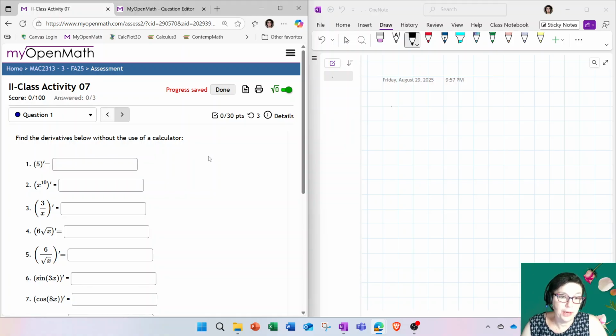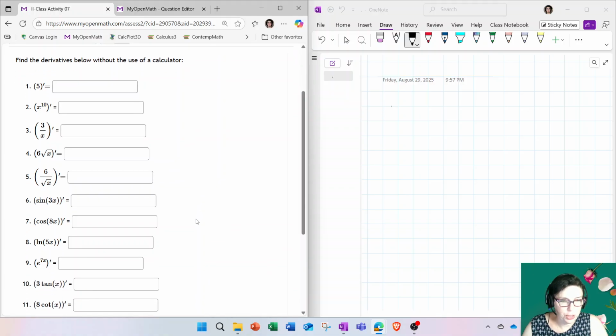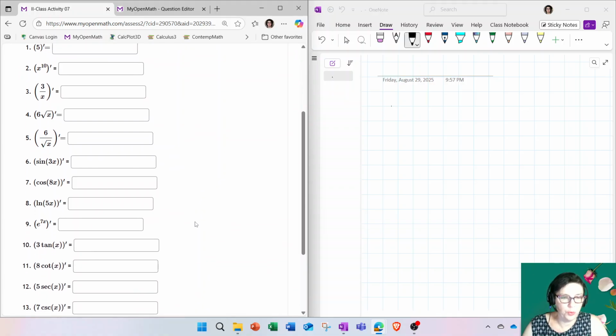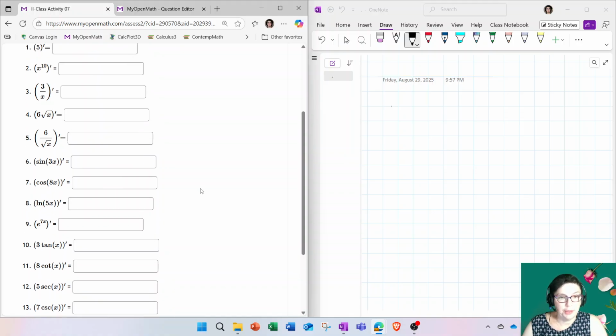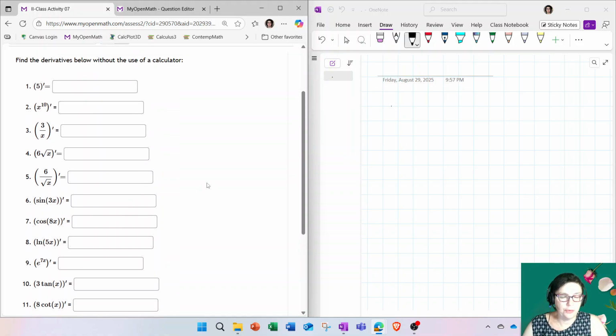So what I recommend doing is even after you are done with the activity, multiple times come back to this page and practice, practice, practice. The more you practice, the better you're going to be. And really knowing these basic derivatives is going to serve you well for the rest of not just this course, but also other courses, wherever you need calculus. All right, so let's just get started with the first one.